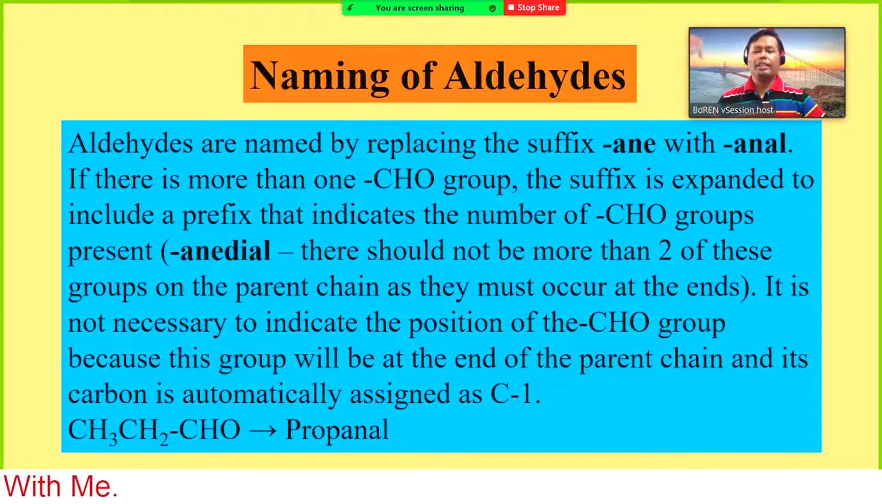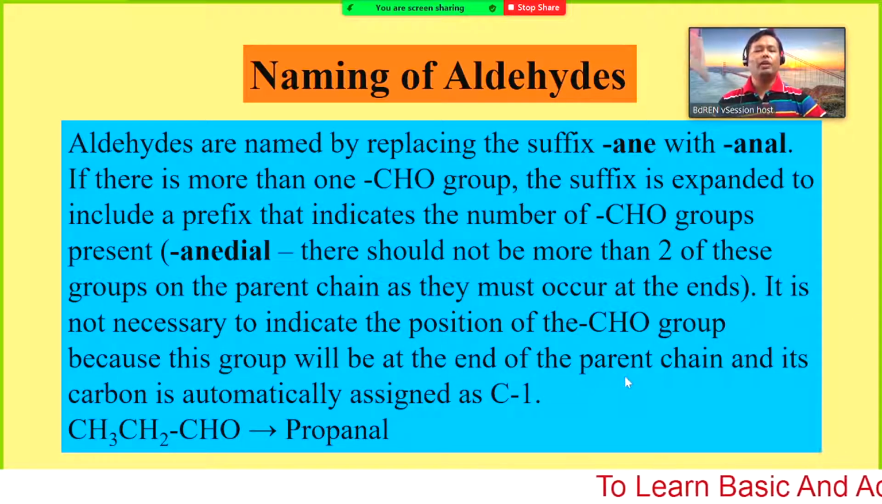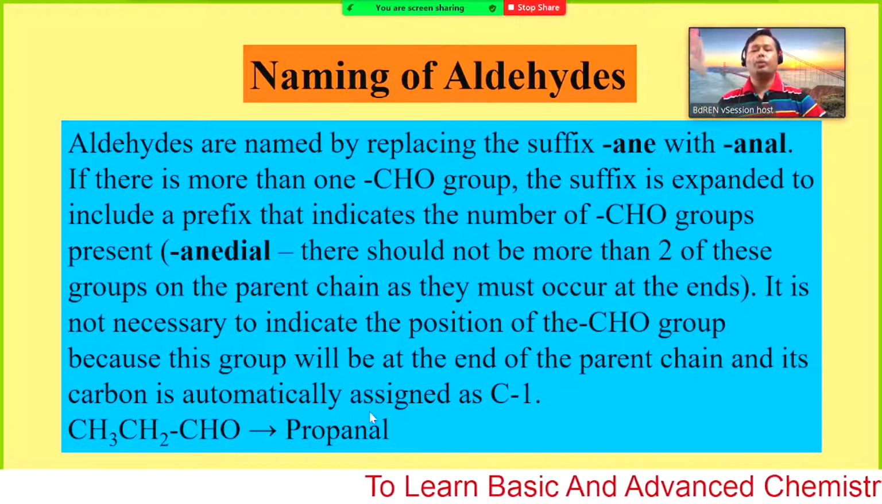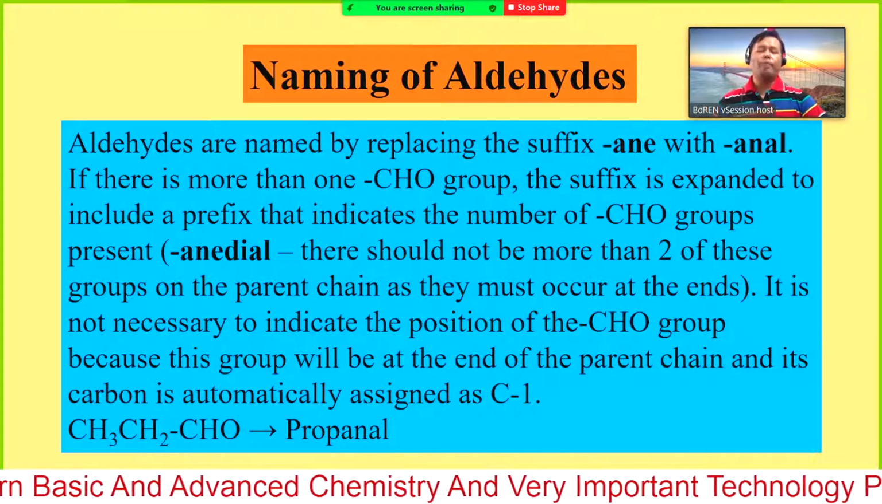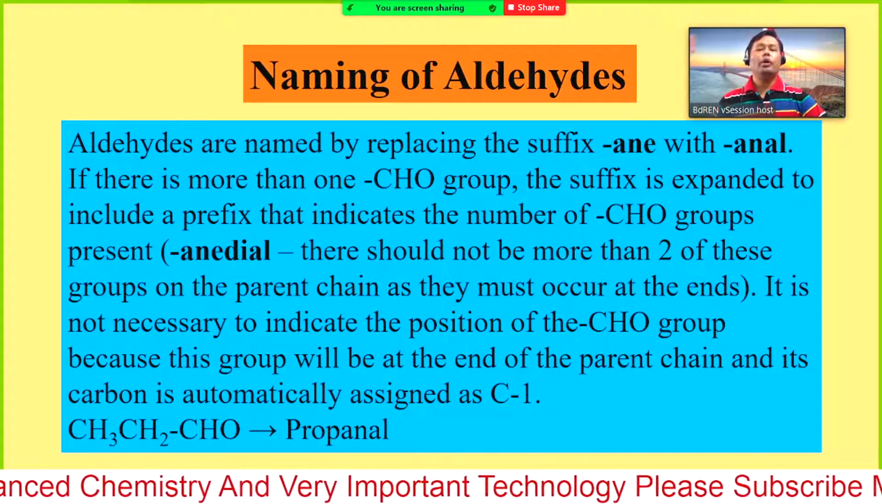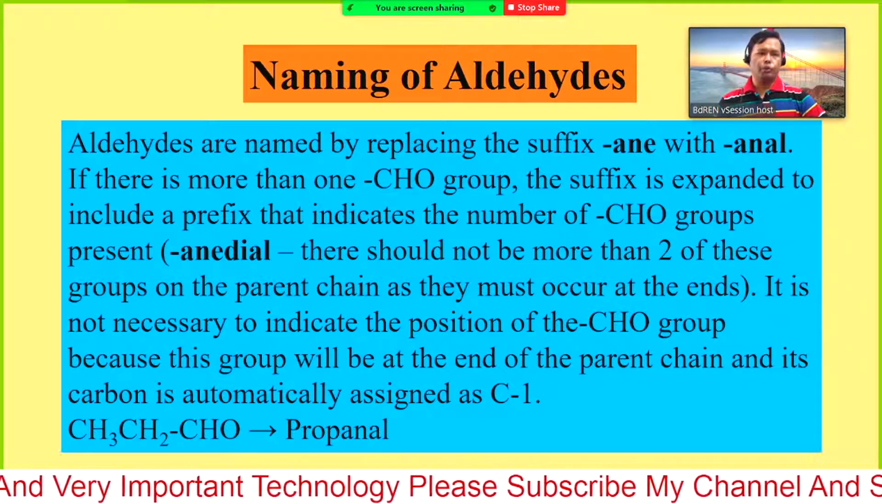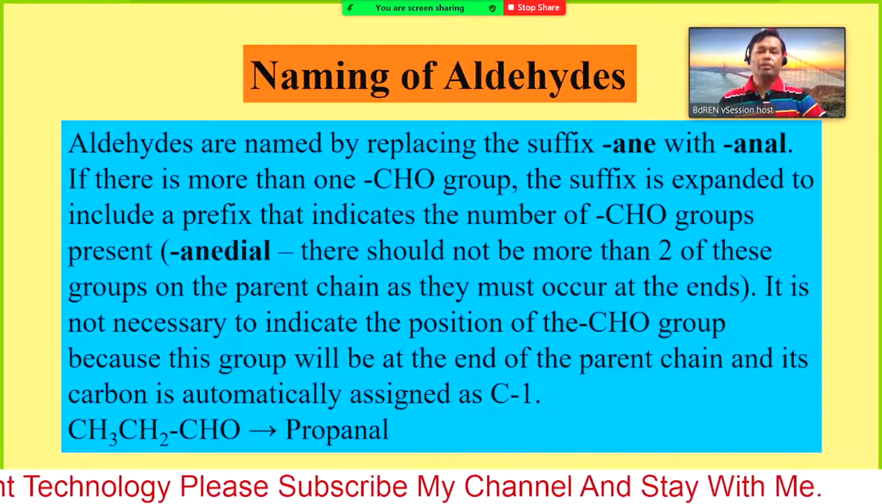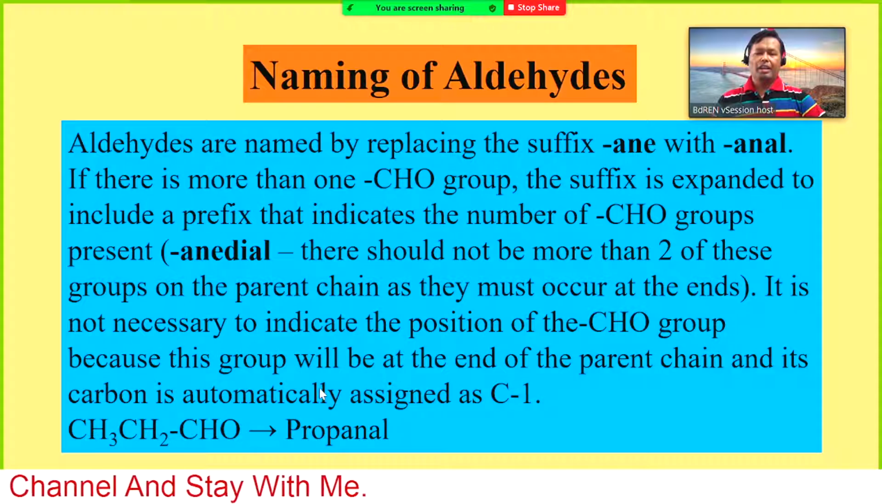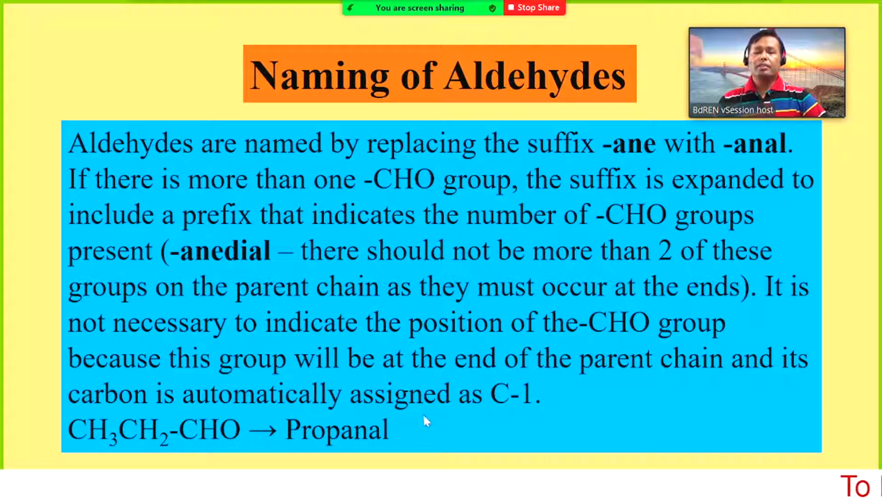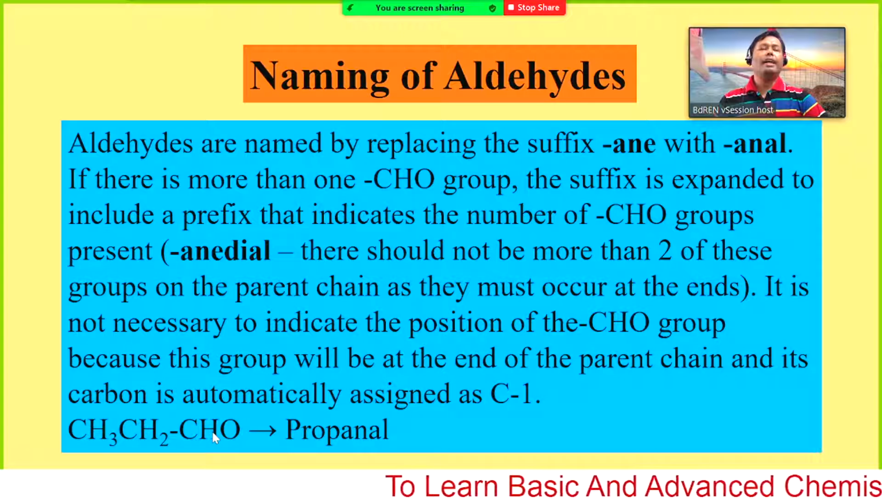So it is not necessary to indicate the position of the CHO group, because this group will be at the end of the parent chain and its carbon is automatically assigned as C1. So normally, if you have only one aldehyde group, you don't need to mention its position. If you have two, one is numbered as 1 and the other goes at the other end. Here too we don't need to mention the position, because the aldehyde group always sits at the end of the chain.